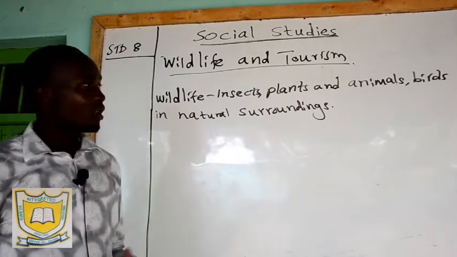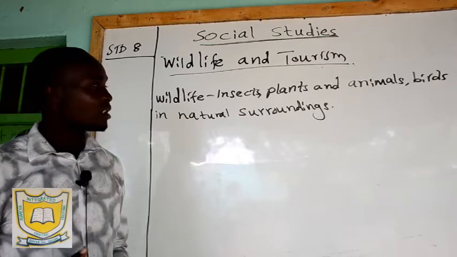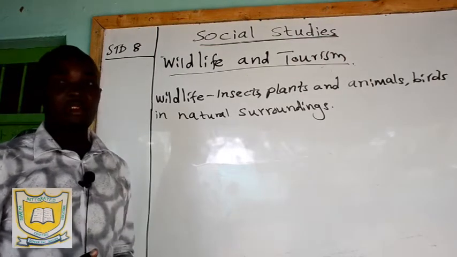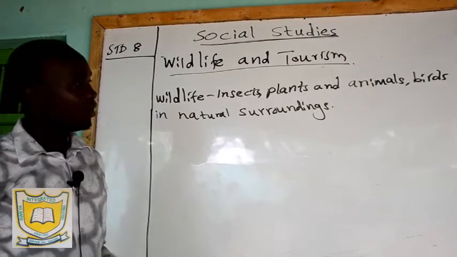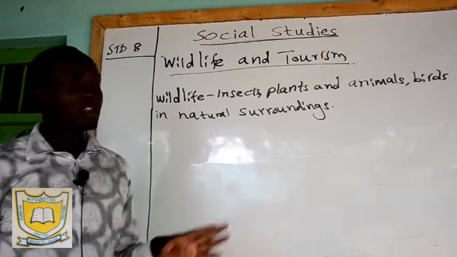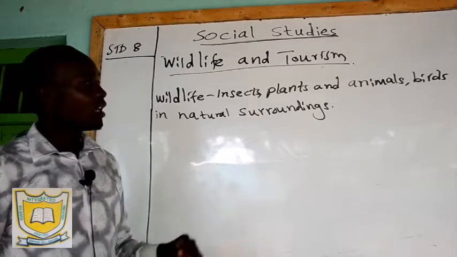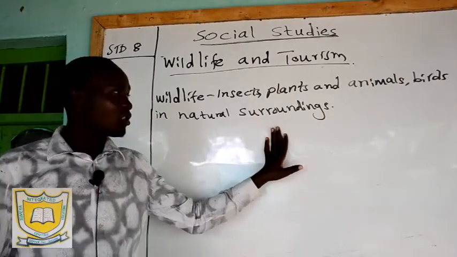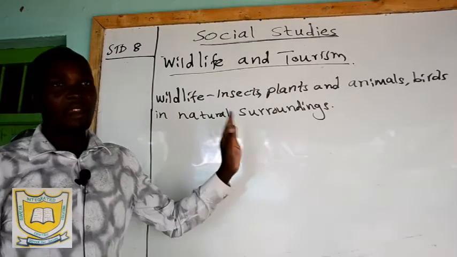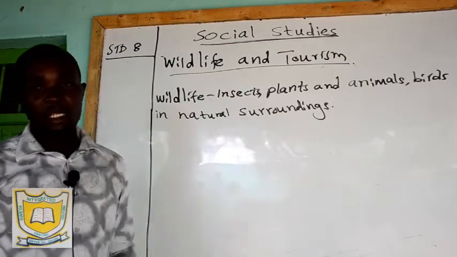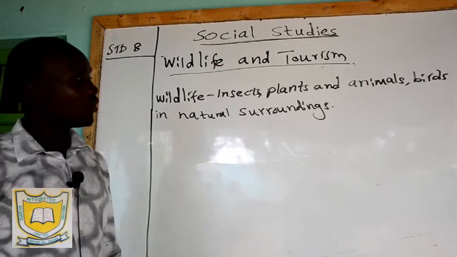For example, when you talk about wildlife, then we are looking at the insects. Talk about the animals like lion. They are found in the savannah. No one has placed these animals in those areas, but they are just found there naturally. That's what you call the wildlife. They are found in the natural environment.